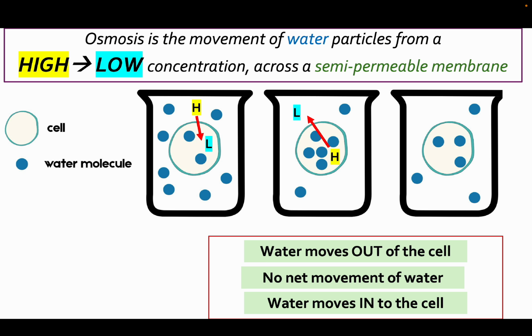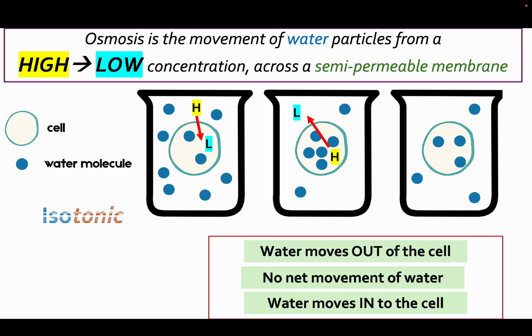And then lastly, again, not the best representation, but I'm sure you get the idea. You have 3 water molecules on the outside and 3 on the inside, meaning they're both the same. And therefore, there is no net movement of water. That doesn't mean water doesn't move at all. It's just that there's no overall direction where it's either leaving or entering the cell.